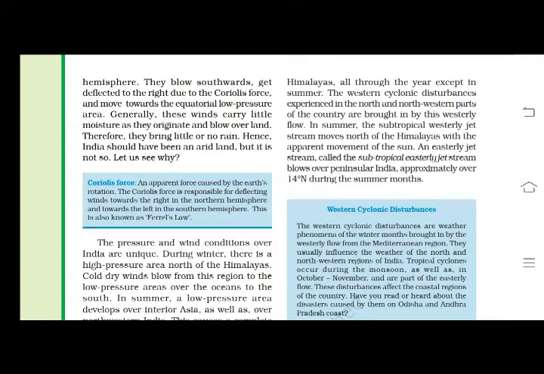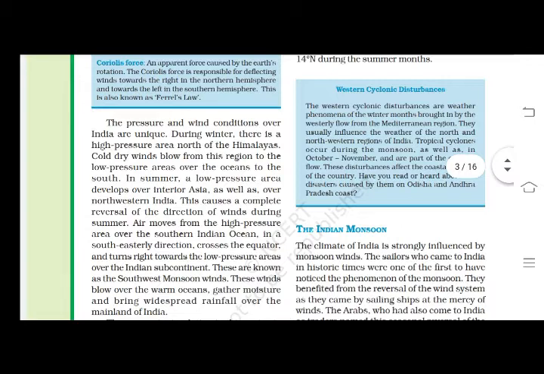The cold dry winds blow from this region, from the high pressure areas to the low pressure areas, which are the oceans to the south. In summer, a low pressure area develops over interior Asia as well as over northwestern India. This causes a complete reversal of the directions of wind during summer. So it is a reversal.